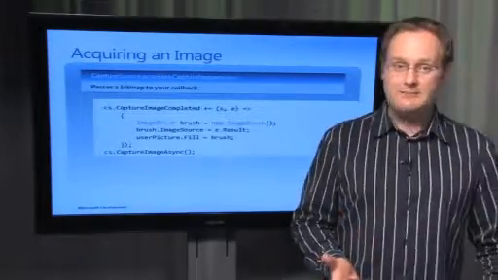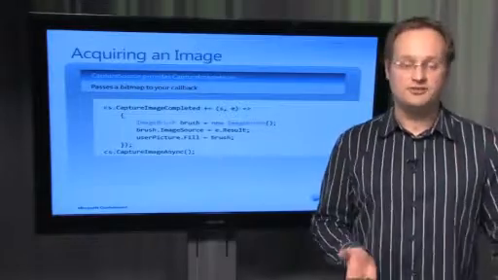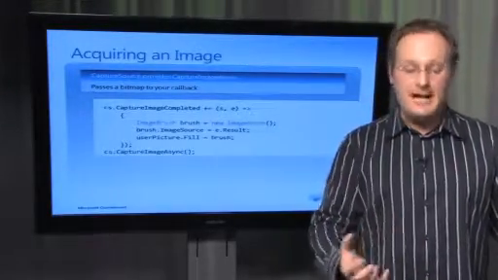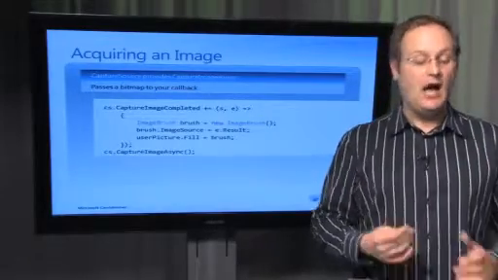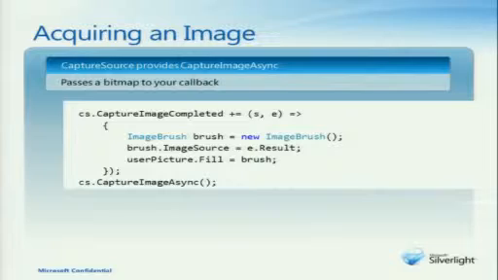Now, for our particular application, it's not enough just to paint moving video from a camera on the screen. We want to be able to acquire images from the camera. We want to grab images as they come in and ultimately upload them back to the server so that our server can have pictures of the people using our application. And for this, we use the capture source's capture image async method.